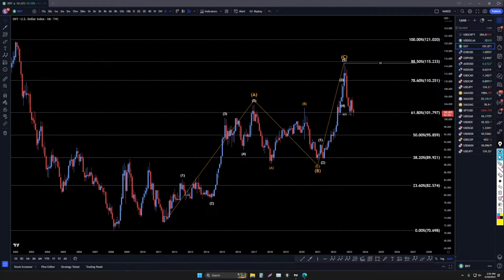Now, on the DXY, I still think there's a very good possibility this is a 1, 2, 3, 4, 5 of A. I think this is an A, B, C of B, and I still see this as a 1, 2, 3, 4, 5 of C.